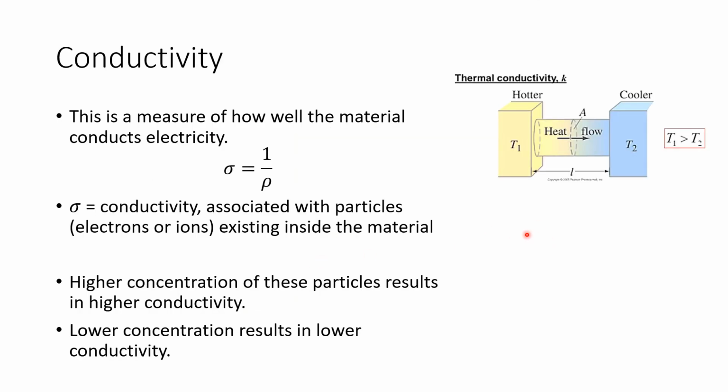conductivity continued. Again, we're measuring how well the material conducts the electricity. So this little thing right there is sigma, and that's the rho. The sigma conductivity is associated with particles, your electrons, your ions, okay, because they conduct, meaning they are moving through the material. Every time they move, we call it the current. So it's associated with particles existing inside the material.